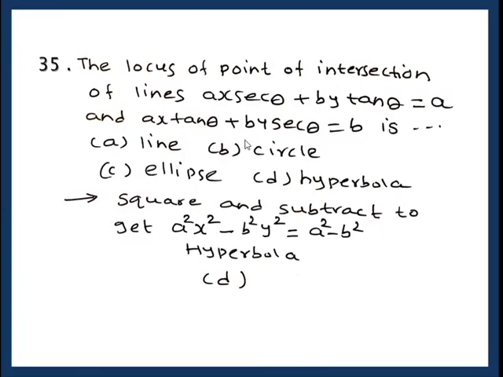Now, this is the last sum of today's discussion. The locus of the point of intersection of the lines ax sec theta plus by tan theta equal to a and ax tan theta plus by sec theta equal to b is, again the same thing. To get the equation of the locus, the parameter is to be eliminated. So if you square and subtract, you get a square x square minus b square y square equal to a square minus b square. This negative sign suggests that this is a hyperbola. So the correct option is D.